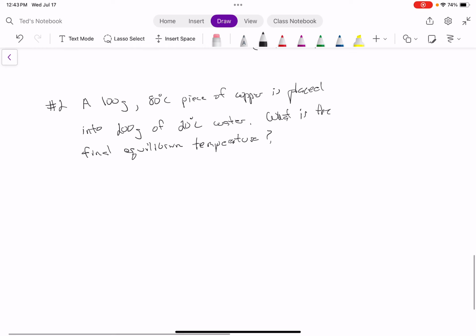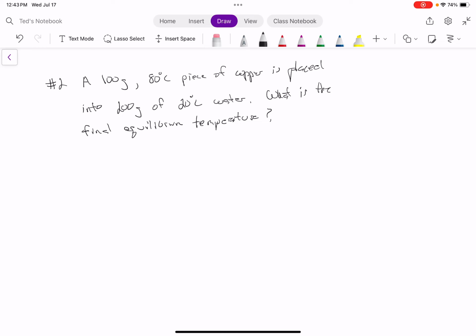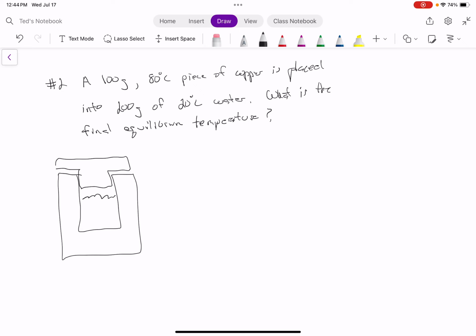All right, another quick example. If I have a 100-gram piece of copper at 80 degrees, and I place it into 200 grams of water at 20 degrees, what's the final equilibrium temperature? And the concept here is we're going to assume that this is occurring inside of a calorimeter, which is a bottle that's designed to make sure that no heat enters or leaves the system.